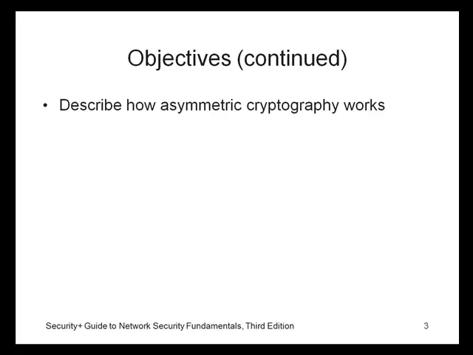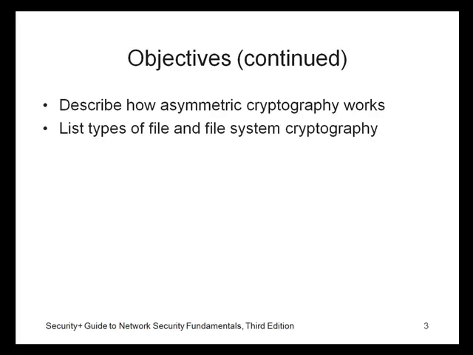How asymmetric cryptography works, and the types of file and file system cryptography. We're going to talk about, this is where they mention PGP, Pretty Good Privacy, and the Windows Encrypting File System. The Windows Encrypting File System got a lot of bad publicity initially in Windows 2000. It actually works pretty well now.